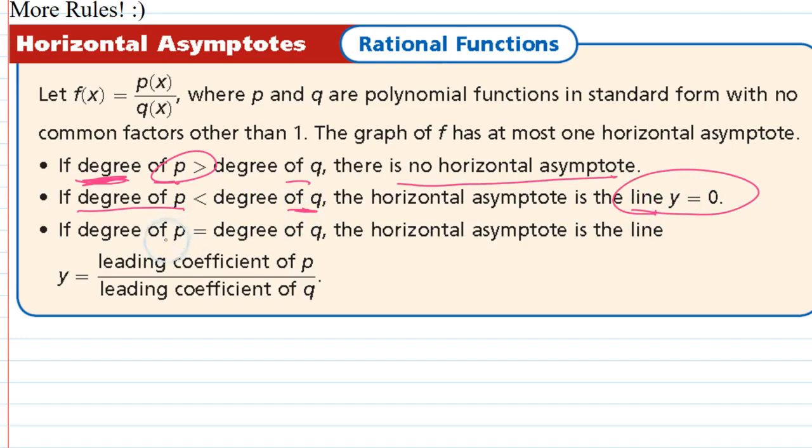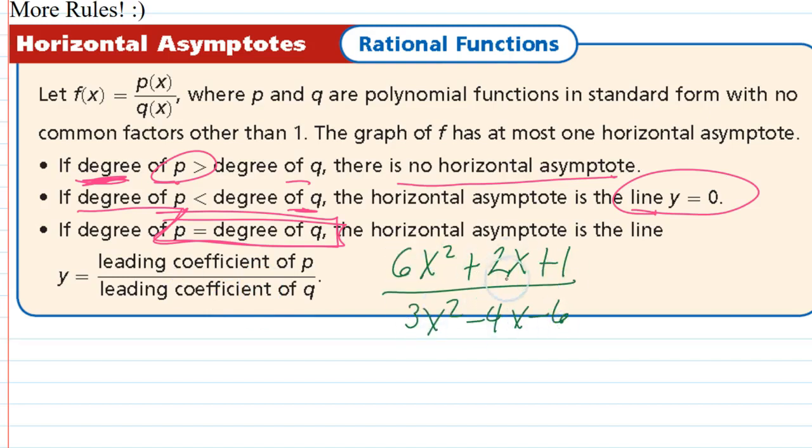But if the degrees of the two are equal, then the horizontal asymptote is a line through y equals, and you just take the leading coefficient, so the number in front. So what in the world am I actually talking about? If I have this example, 6x squared plus 2x plus 1 over 3x squared minus 4x minus 6.